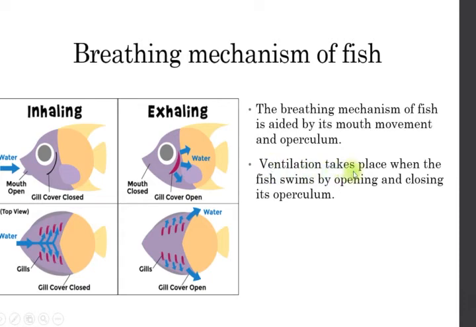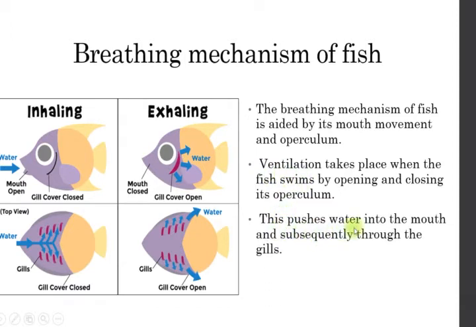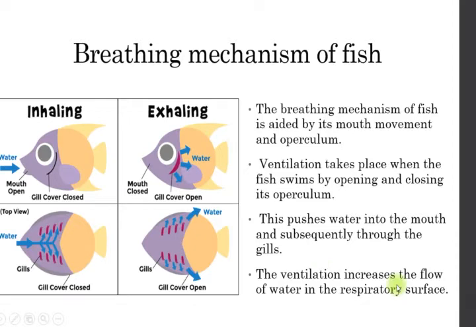The ventilation takes place when the fish swims by opening and closing its operculum. Ventilation refers to the breathing, the movement of air or water in and out. This pushes water into the mouth and subsequently through the gills. So the ventilation increases the flow of water over the respiratory surface.